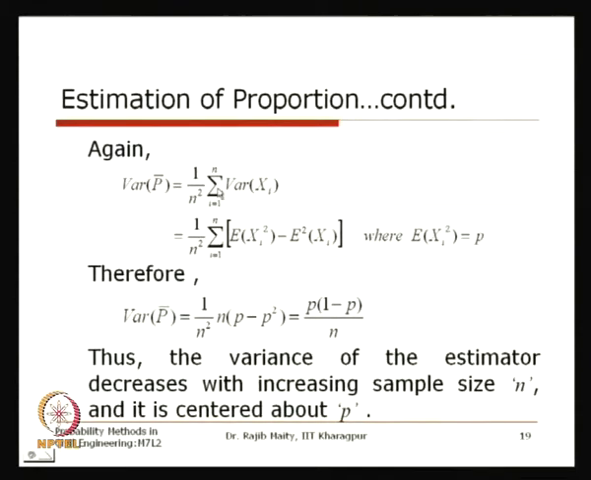And if we calculate the variance, it is 1 by n square times the variance of xi, where the expectation of x square is also p. So this is 1 by n square multiplied by n times p minus p square, that is, p into 1 minus p divided by n. This is the variance of the estimate of the proportion. Thus, the variance of the estimator decreases with the increase in the sample size n. This is the variance of p cap, not p bar, this is the proportion, and it is centered about the population proportion p.